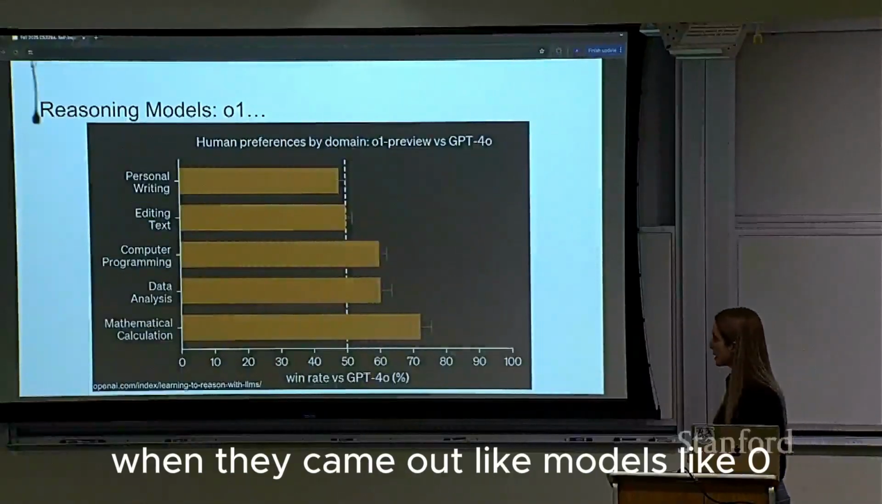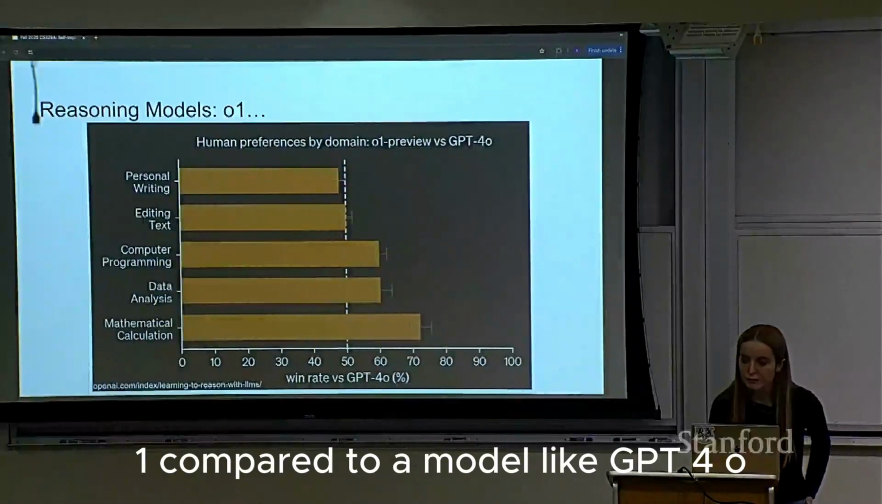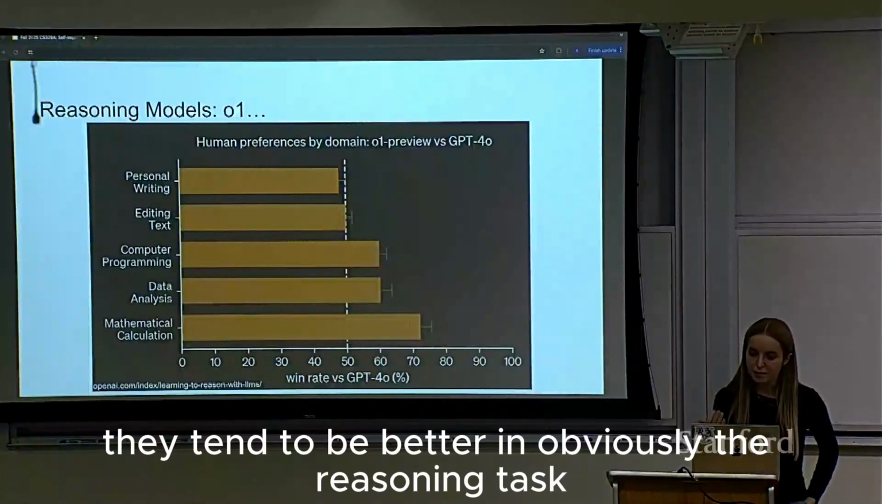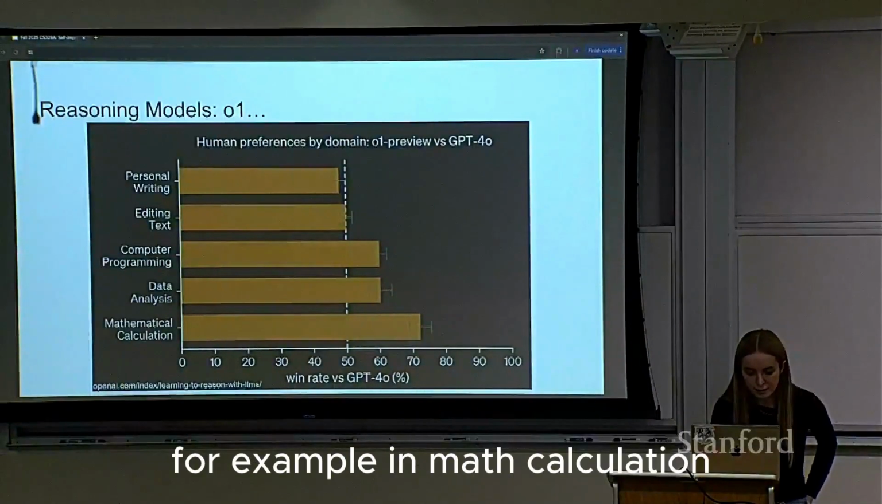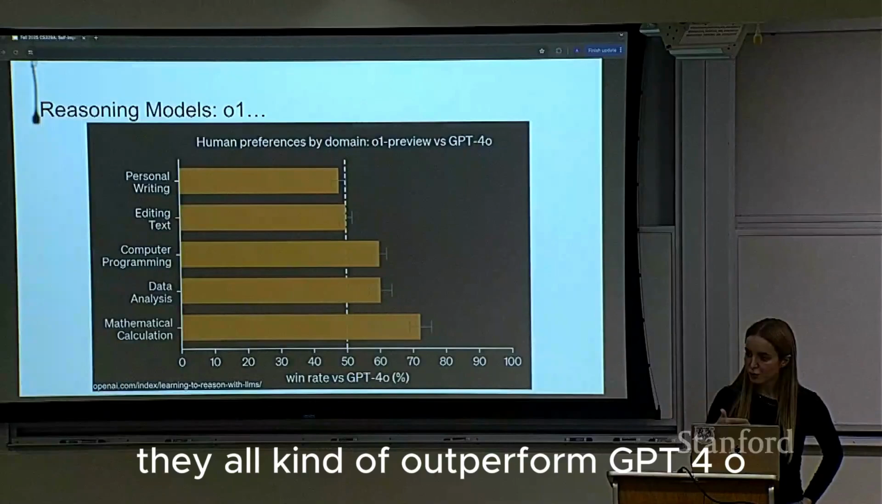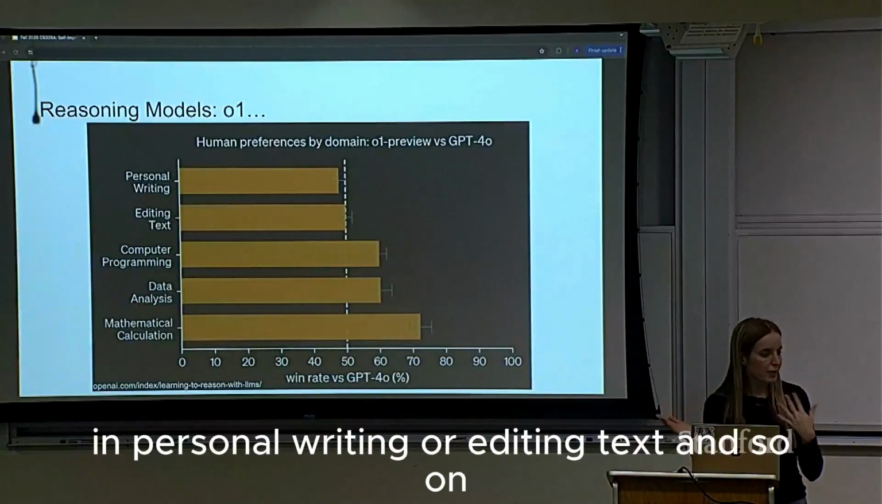So reasoning models, when they came out, like models like O1, compared to a model like GPT-4o, which wasn't a reasoning model, tend to be better, obviously, in reasoning tasks. For example, in math calculation, data analysis, programming and such, they all outperform GPT-4o, but not necessarily in personal writing or editing text and so on.